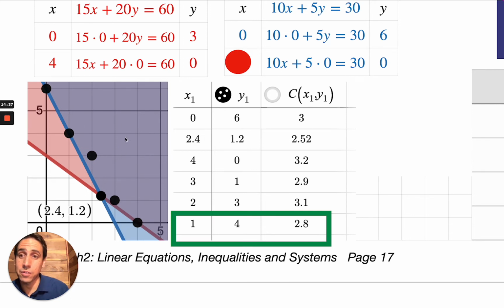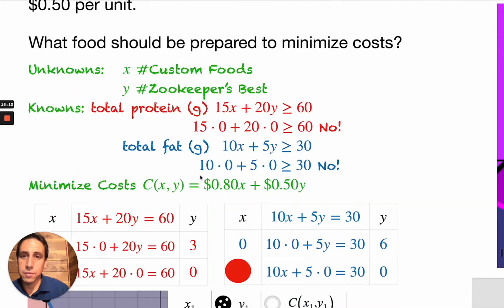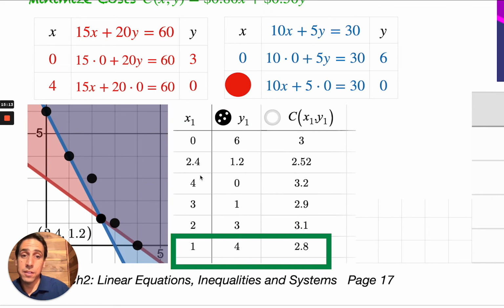So what we've got to do is look around this feasible region. We're going to try a whole bunch of points, and I'll show you on your calculator how to do this a bit more easily. The intersection point is here. That's actually the cheapest thing to do, like 2.4 cans and 1.2 cans over here. But you can't do it. So I'm choosing different points along this feasible region, and they're all plotted here. And you can see the cheapest one is actually to go 1 and 4, 1 can of Custom Foods and 4 cans of Zookeeper's Best, and that would only cost you $2.80. That's pretty cheap.